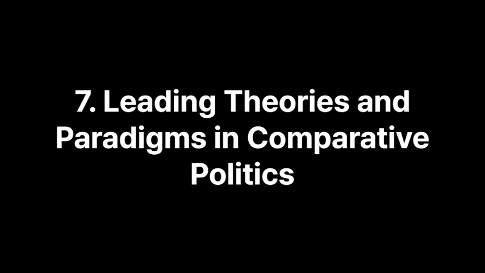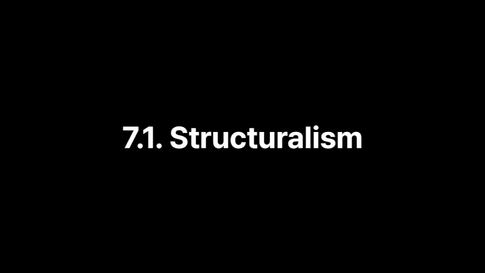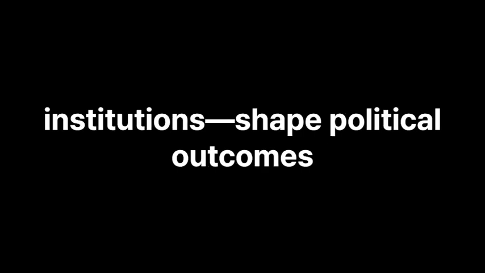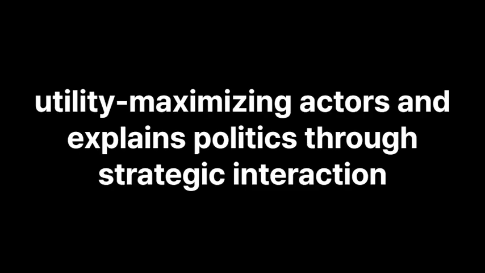7. Leading theories and paradigms in comparative politics. 7.1. Structuralism focuses on how social structures, class, ethnicity, and institutions shape political outcomes. Example: Marxist theories of state and class struggle. 7.2. Rational choice theory assumes individuals are utility-maximizing actors and explains politics through strategic interaction. Critique: it can oversimplify human behavior and neglect cultural and institutional factors.